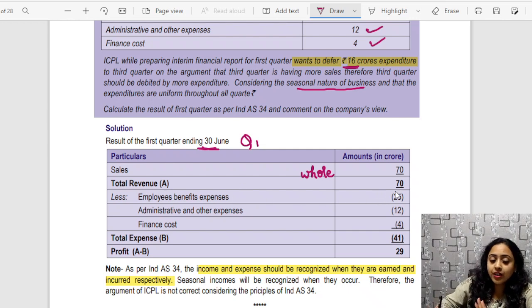Now total revenue is 70. Now you will be preparing the whole of the expense, 25, 12 and 4. All the expenses will be recorded in that particular period itself. No deferment, no anticipation will be done. Okay, total expense is 41. 70 minus 41 is 29, which is your profit.